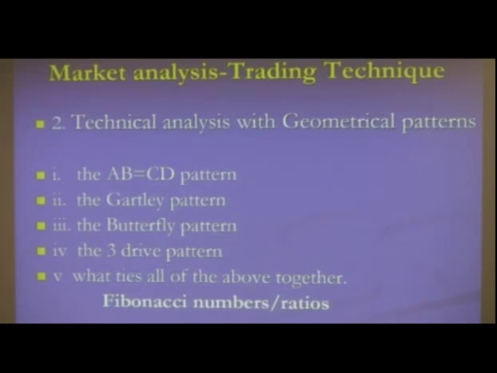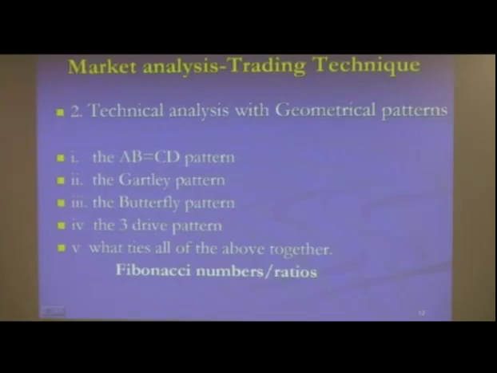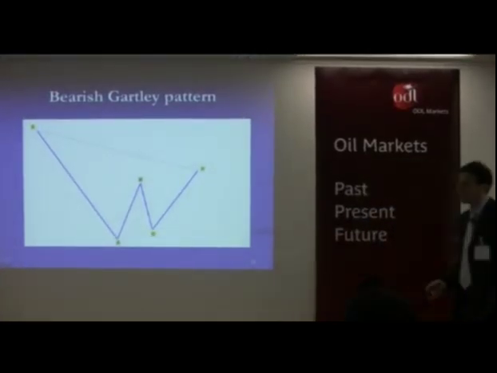Now the patterns I'm going to show you, and that I basically use, are these patterns: the ABCD pattern, where AB equals CD, the Gartley pattern, the butterfly pattern, the three drive patterns. What is the common denominator in all that? This. A very fascinating thing. They all have Fibonacci numbers, rather ratios, which tie them together. So let's draw them and see what it means. Let's move on. Gartley patterns.